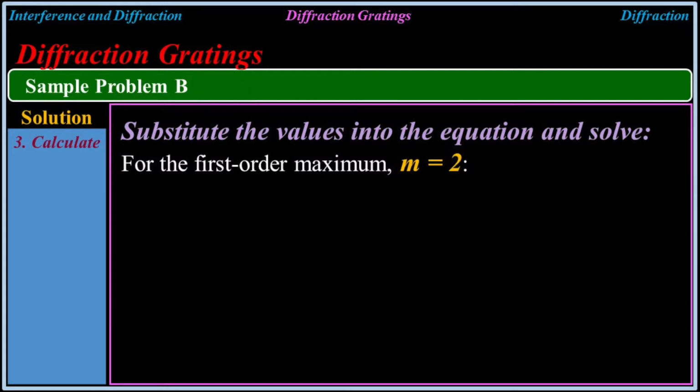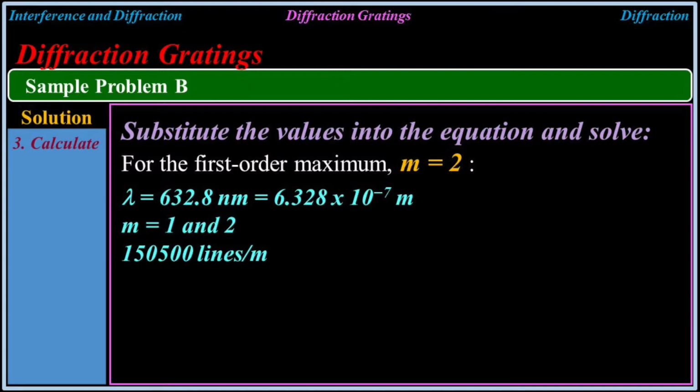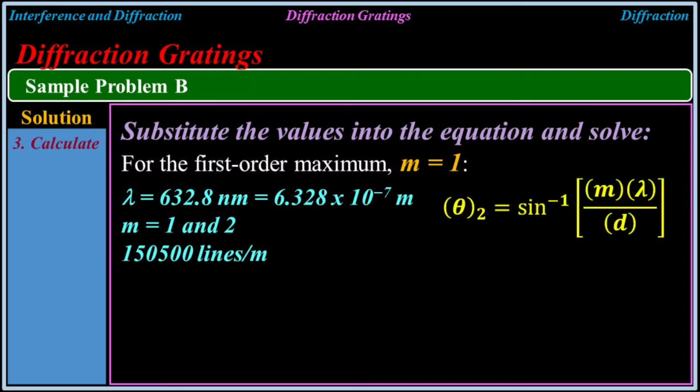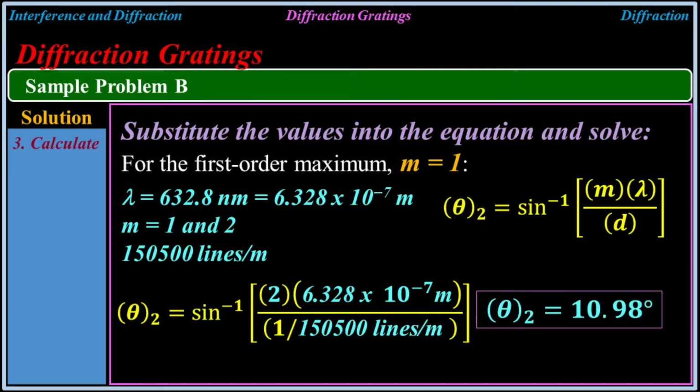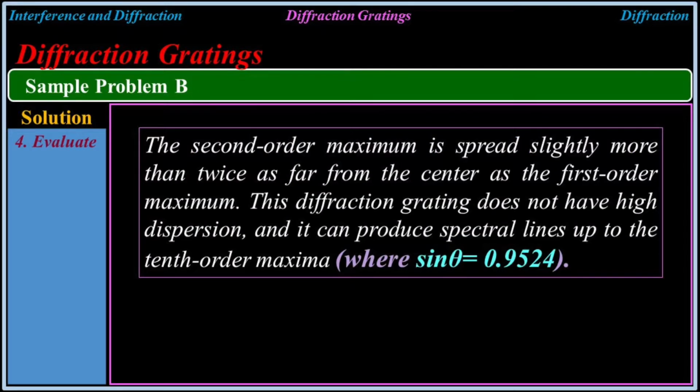Now let's do m equals 2, and there again is the data. Now the only difference is that we'll put in a 2 instead of a 1, and that will give us 10.98 degrees. The second order maximum is spread slightly more than twice as far from the center as the first order maximum. This diffraction grating does not have high dispersion, and it can produce spectral lines up to the 10th order maximum, where sine theta equals 0.9524.